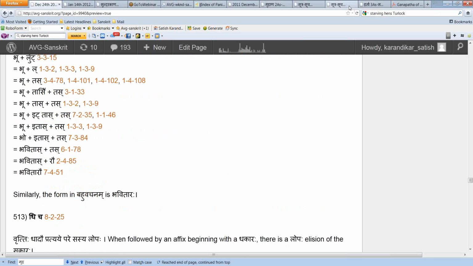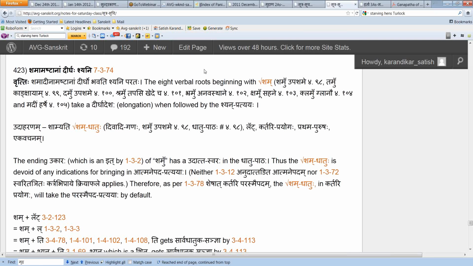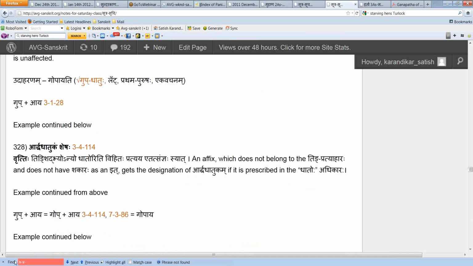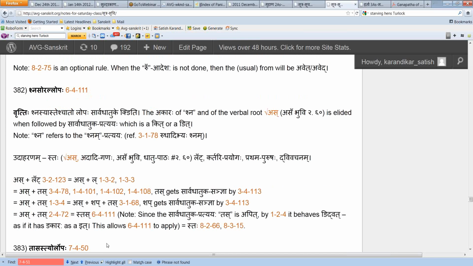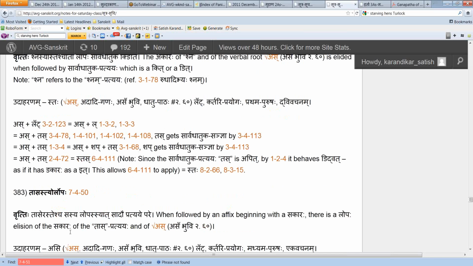So here, we can in fact pull it up. Tasasthyor Lopaha. Because in the Madhyama Purusha Ekavachana of dhatu as also, we used Tasasthyor Lopaha. Here it is, 7.4.50. It says Tasheh Sasya Lopah Syat Sadhau Pratyaye Pare. So that time we didn't need the tas, but now we are looking at the tas, Pratyaya tas. So here we have labdhasse, it becomes labdhase. That's the other form here.